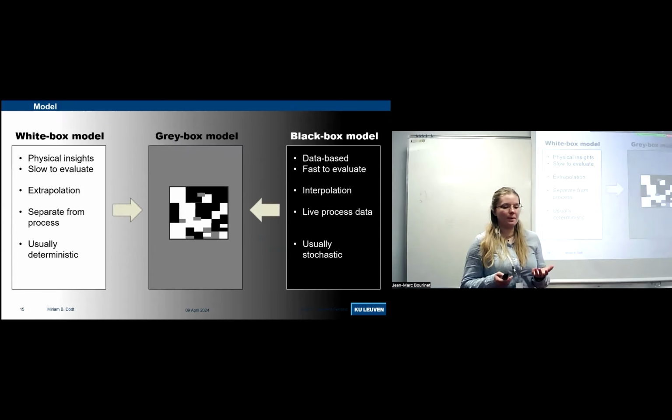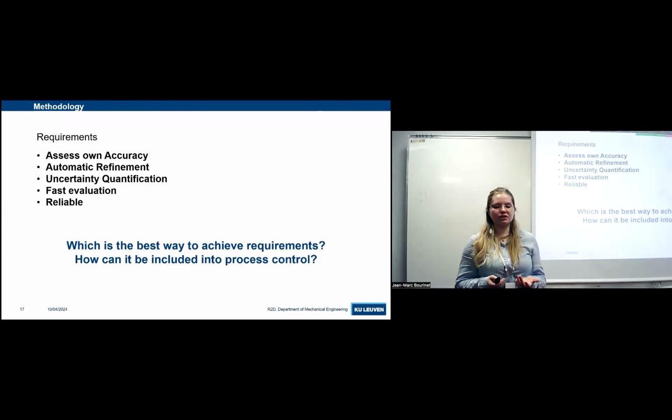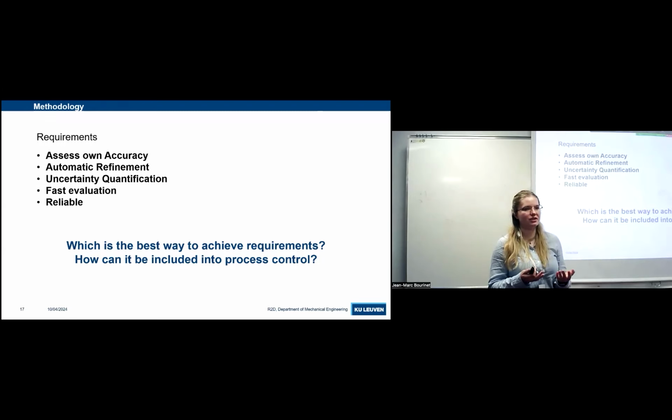We can combine them. But how? That is a very good question, because there are a million ways of doing so, and it's very complicated to choose the right one. We want a methodology that can assess its own accuracy and refine itself automatically if necessary. Furthermore, it should include knowledge about the state of the system to accurately predict the output. What is the best way to achieve this, and how can it be included in process control?